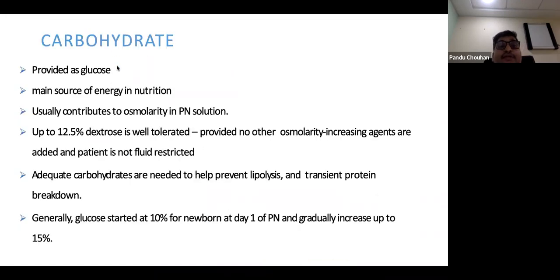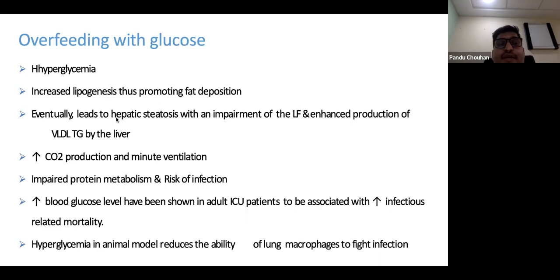The main carbohydrate source is glucose, and it also contributes to the osmolality of parenteral nutrition. Up to 12.5% dextrose is well tolerated, and no other osmolality-increasing agents are present. Adequate carbohydrates are needed to help prevent lipolysis and transient protein breakdown. Generally, glucose is started at 10% for a newborn on day 1 of parenteral nutrition and gradually increased to 15%. Whenever you change the dextrose concentration or change the bag of dextrose, always measure the plasma blood glucose and look for any hyperglycemia or hypoglycemia. Both hypo- and hyperglycemia are not good for the nutrition of the child.